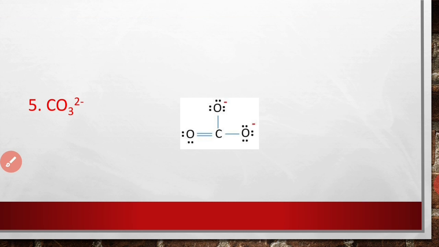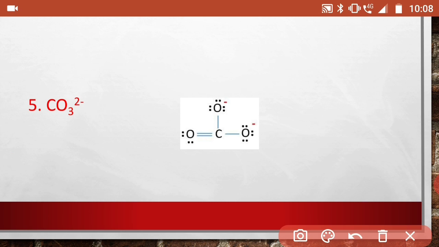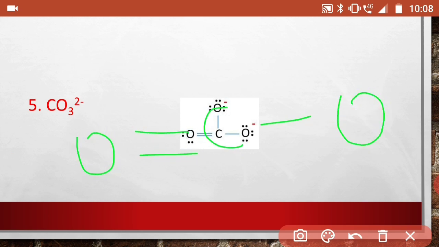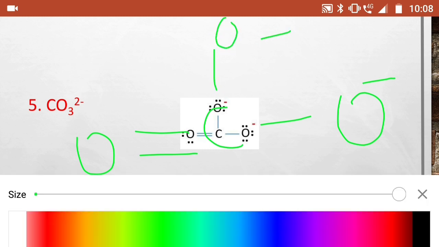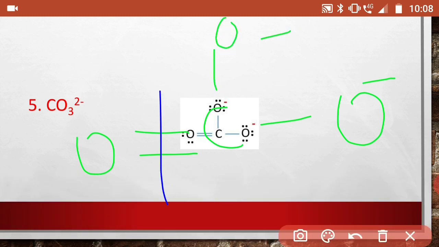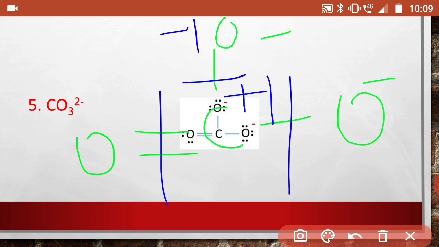Now we will talk about the carbonate ion. In carbonate ion we have carbon double bonded with O, single bond O negative, single bond O negative, and when we cleave it: carbon plus 1, oxygen minus 1, oxygen minus 2, carbon plus 2, oxygen minus 1, okay, and carbon plus 1.